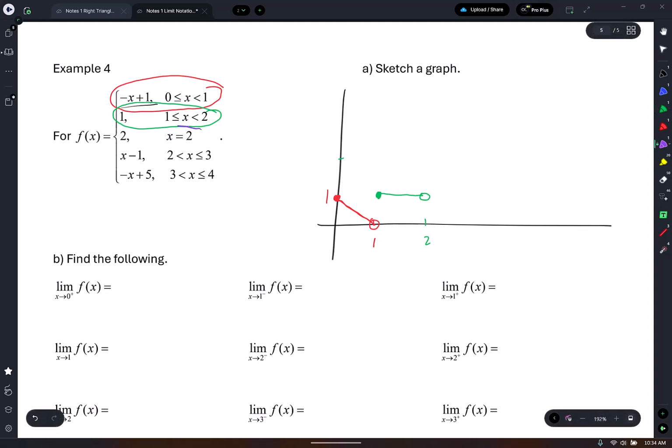All right, this is just a point. It just says (2, 2). That just means when x is 2, the y value is 2. So I'm going to go to (2, 2), and I'm going to put a point. (2, 2).